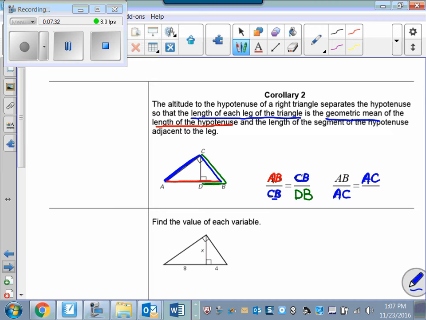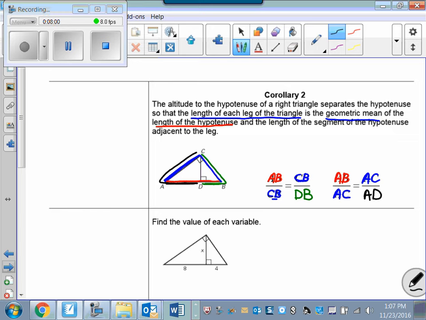What is it the geometric mean of? It's the geometric mean of the complete hypotenuse, AB, and the segment of the hypotenuse that is adjacent to that leg. So that would be this part, right? That's the segment that's adjacent to this leg. So what do we have to put down here? AD. There you go. That's it.